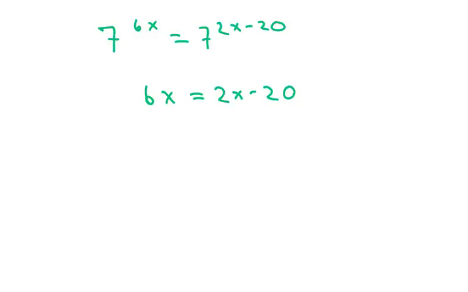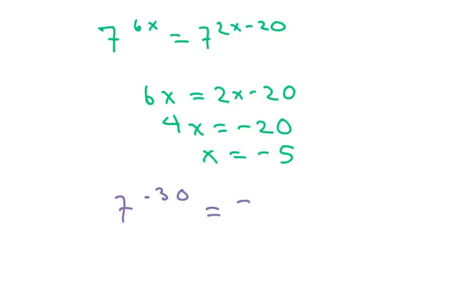And I just have 2 more, I believe. Basically, this one's pretty easy. 7 to the 6x equals 7 to the 2x minus 20. My bases are the same. So I have 4x equals negative 20. So x equals negative 5. We're going to go ahead and check this. We have 7 to the negative 30 equals 7 to the negative 30.